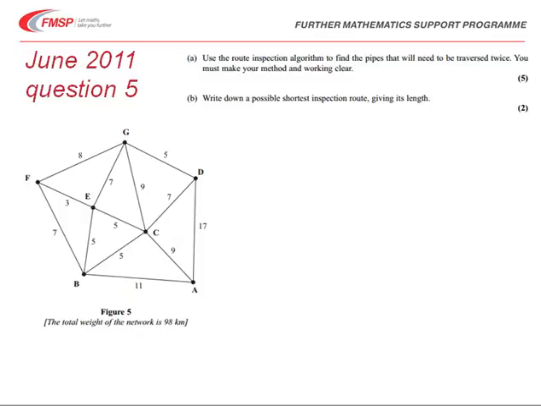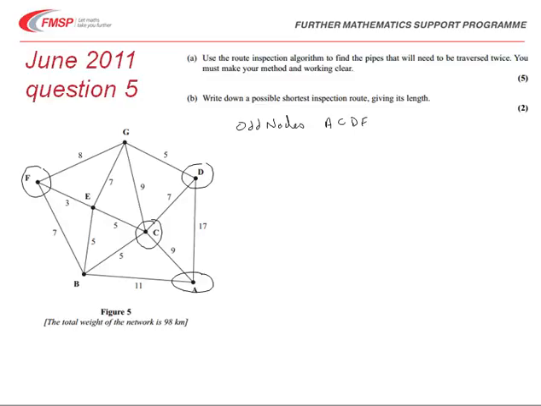Well, the first part of the question is a standard sort of question for this topic of route inspection. So the first thing to do is to identify the odd nodes that we have, and we can see that the odd nodes are at A, at D, at F, and also at C. We need to state them to make our method clear: A, C, D and F.